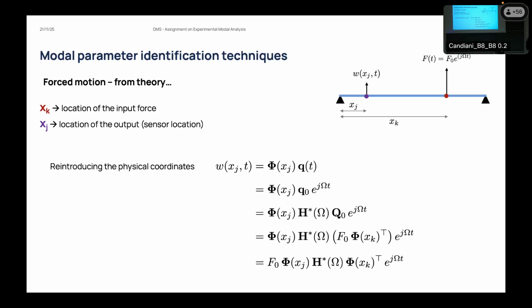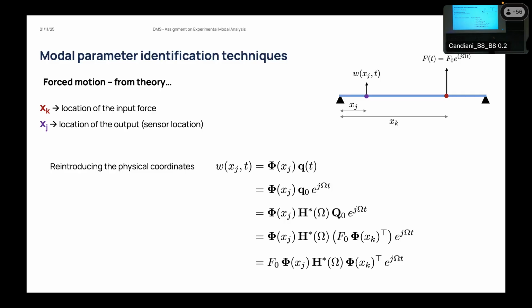If we are able to compute this, we have everything to go back to the physical coordinates. Because if you look at this, we know the external force and we are able to compute Q0. Then if we know the modal parameters, we are able to compute H, the frequency response function, and so we are able to compute q0. If we are able to compute q0, we can compute q of t, and if we know the principal coordinates, we can go back to the physical coordinates. So what you have now in the slides is the way you can go back to the physical coordinates.